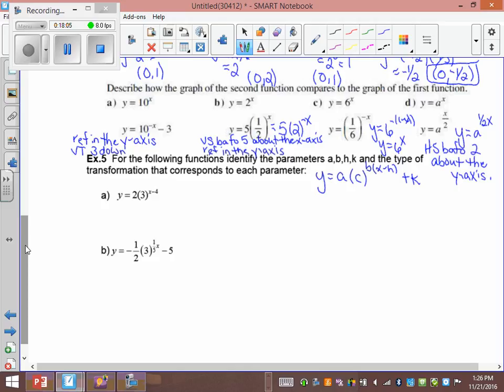What's your parameters and the type of transformation? So a equals 2. So that's a vertical stretch by a factor of 2 about the x-axis. My b is 1, so I don't have to state it. My h is 4, not negative 4. My h is 4 because it's x minus h, and this is x minus 4. So 4 corresponds to h, so h equals 4. That's a horizontal translation 4, right.